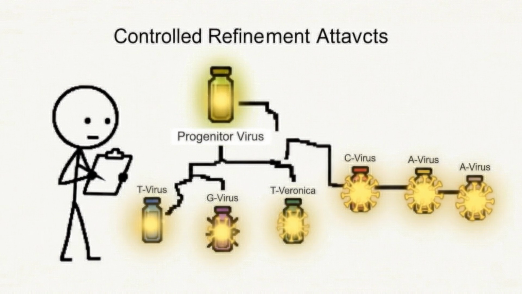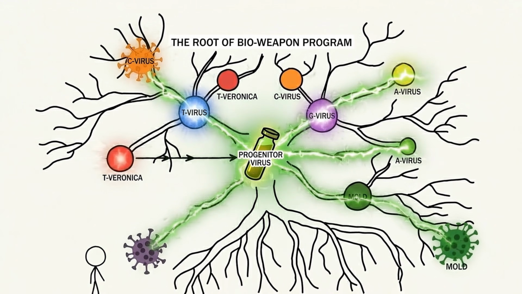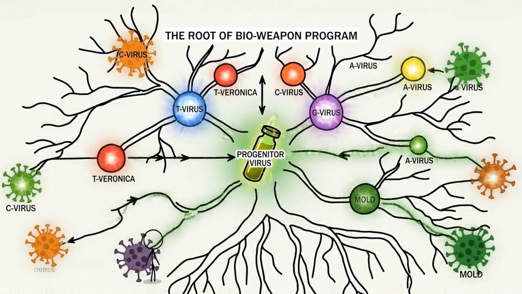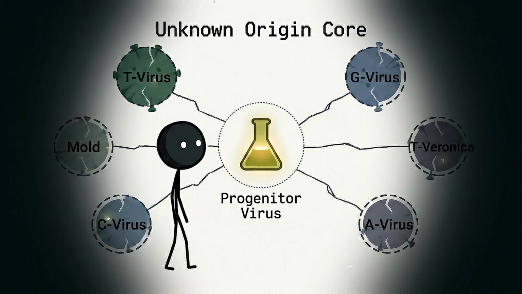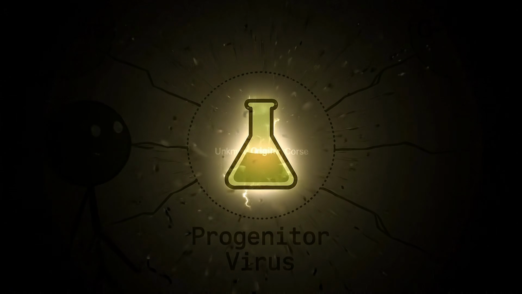Its importance cannot be overstated, as it is the root from which the entire Resident Evil bioweapon program grew. Without it, none of the later viruses would exist. It remains one of the most mysterious and least understood elements in the series.